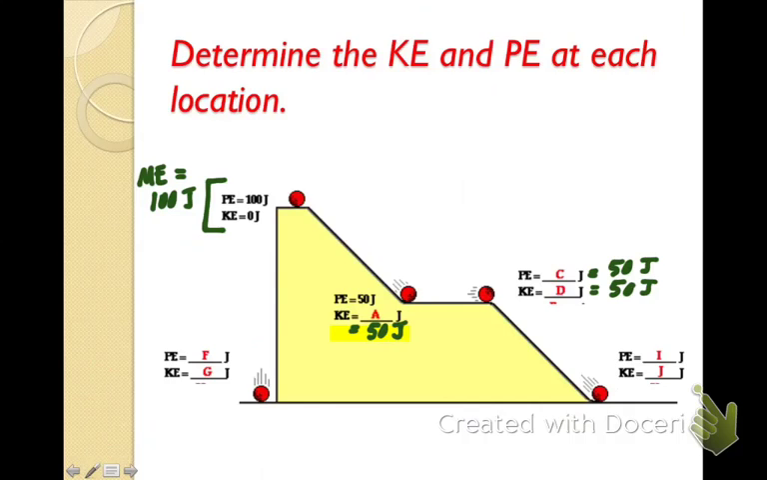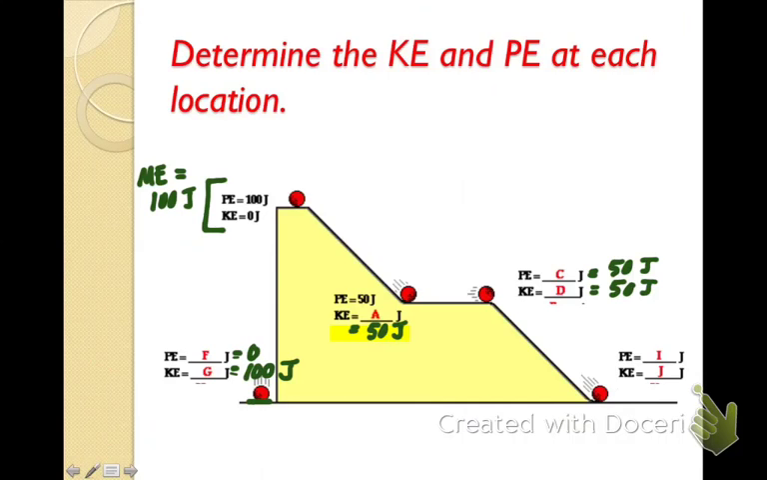Okay, and then at the bottom, same thing on both sides, F, G, I, and J. Same is going to be true for each side. What's now true? As the marble drops down the incline, we're going to see that the potential energy is decreasing, the kinetic energy is increasing. And so if we look at just before it hits the ground, our potential energy is going to go to 0, and our kinetic energy is going to go to 100.